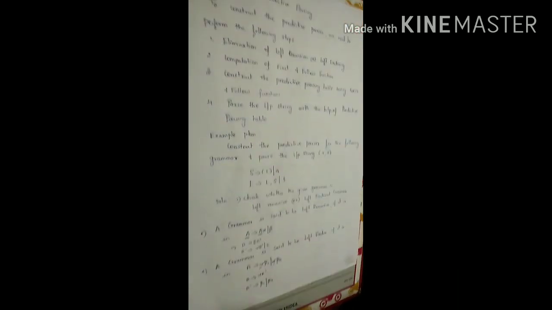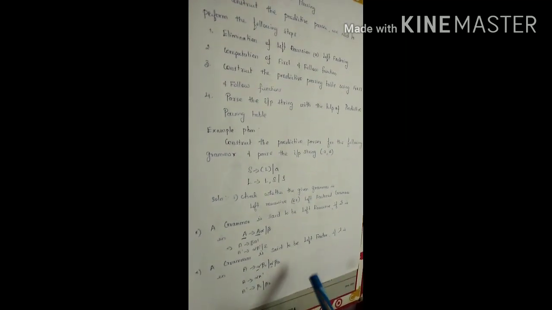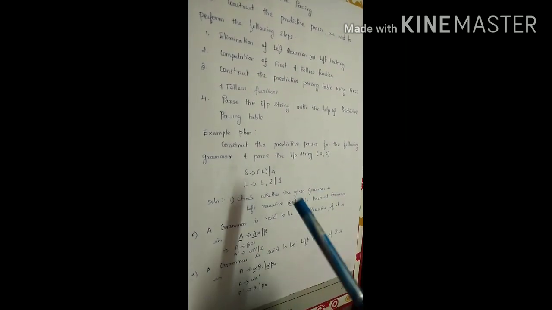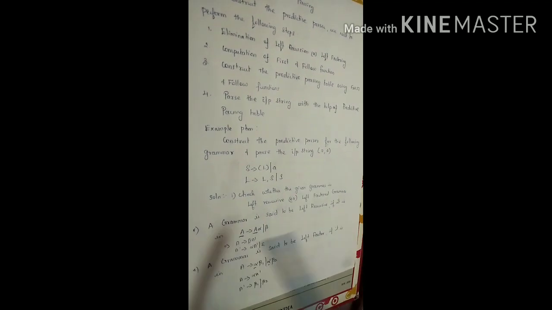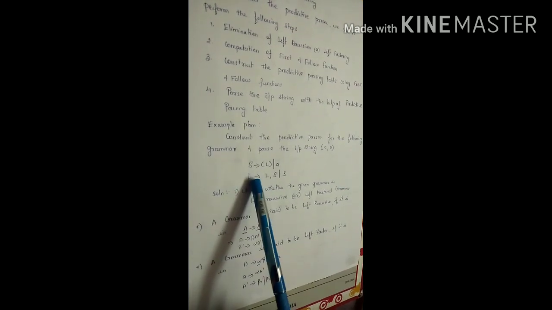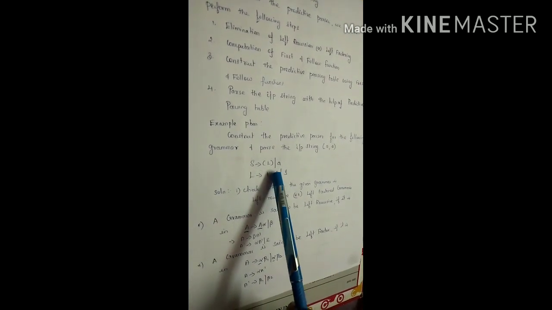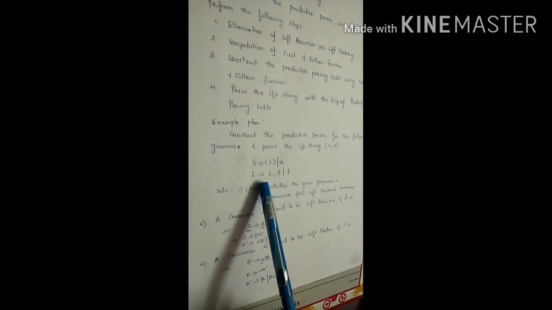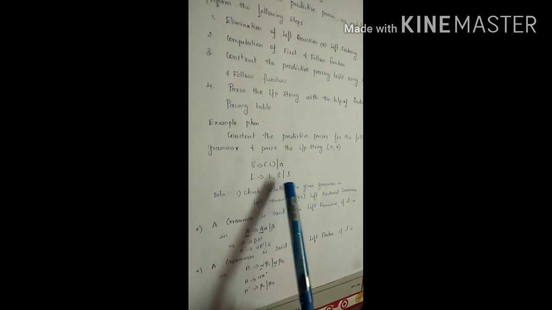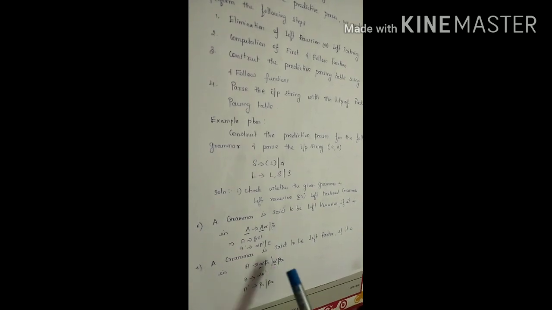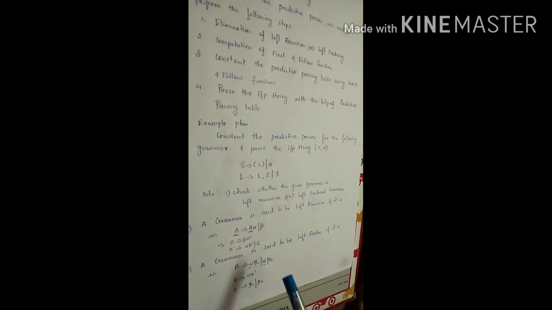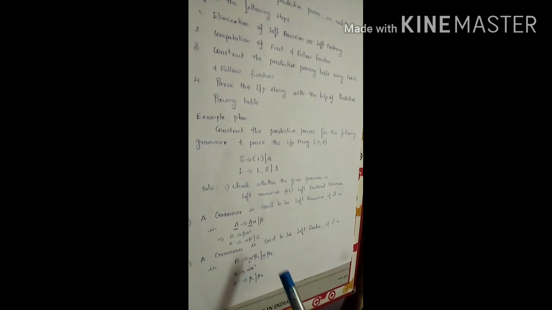Consider the example problem. Construct the predictive parser for the following grammar and parse the input string (a,a). The given grammar is S → (L) | a, L → L,S | S. To construct the predictive parsing table for this given production, as I said earlier, we need to follow 4 steps.